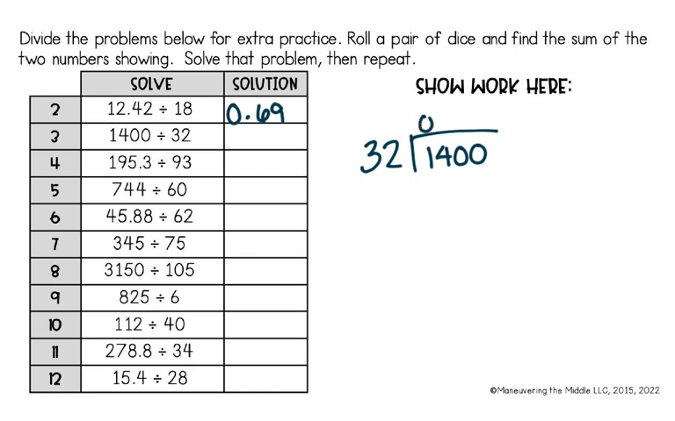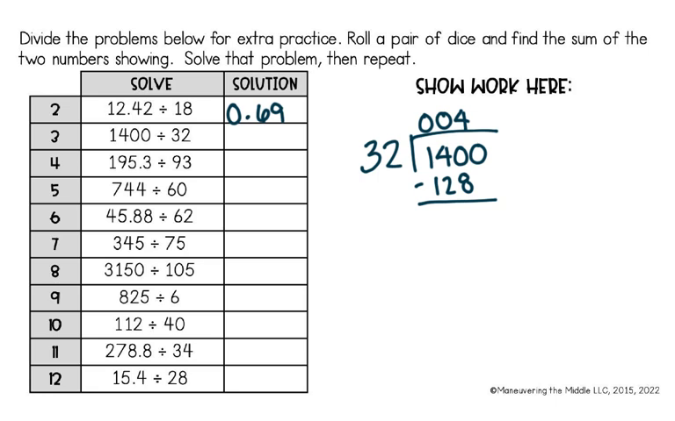32 cannot go into 1, so we're going to put 0. 32 cannot go into 14, so we're going to put 0. 32 can go into 140, and that goes in 4 times. And 4 times 32 is 128. And now I can subtract.